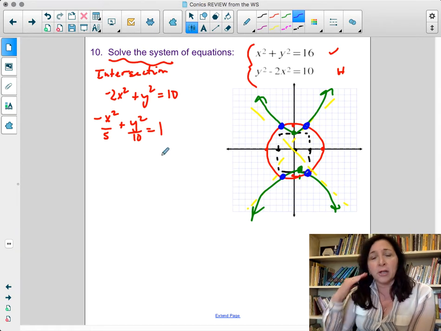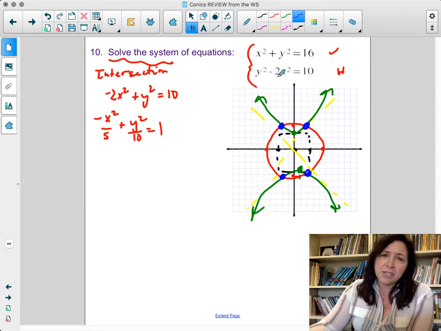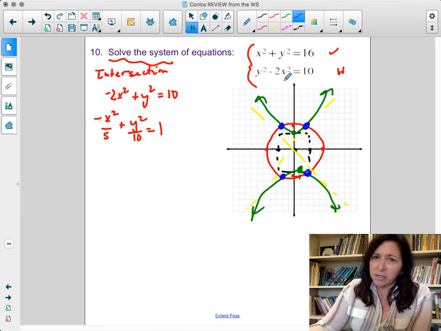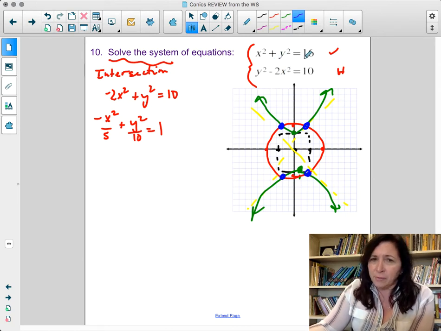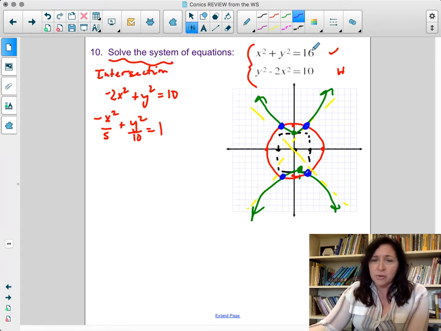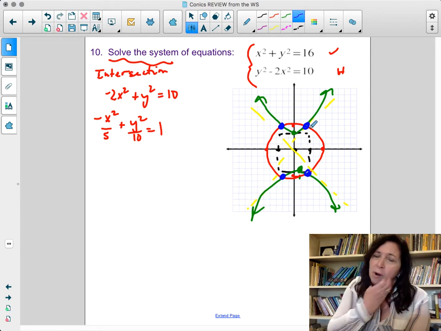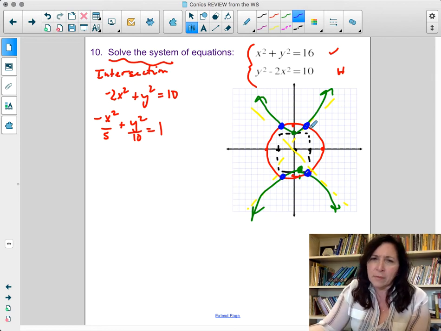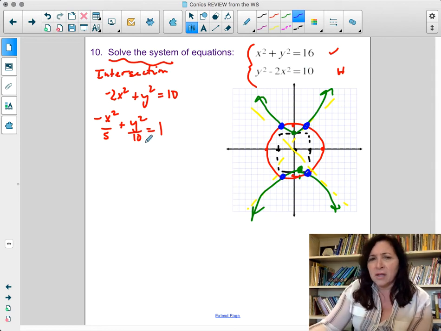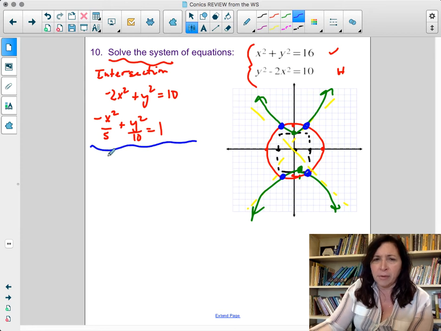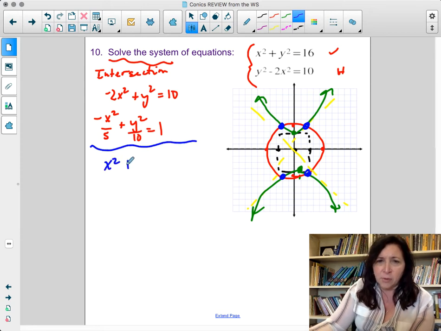So in solving by algebra, you have 2 options. The first option is to solve it by elimination. That's where I add or subtract my 2 equations to eliminate one of my variables, or I could substitute. I'm going to actually subtract. So let's try a different tactic on this problem. If I were to rewrite this, I have x squared plus y squared equals 16. For this one, I have -2x squared plus y squared equals 10.